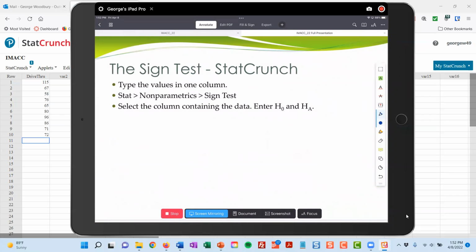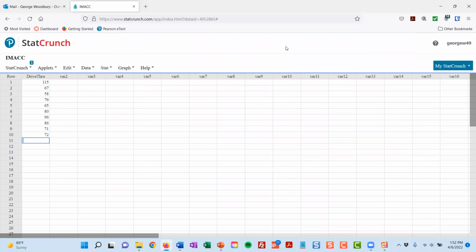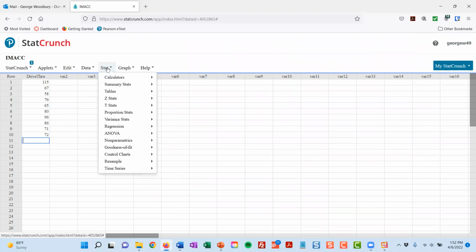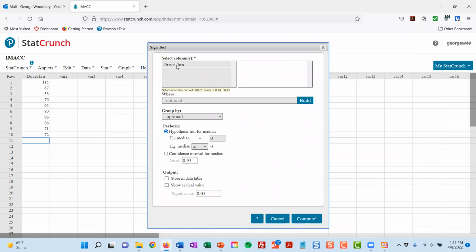This test can also be done directly in StatCrunch. So I like to go through and show the students one time by hand how to do this. And then I would follow up with this built-in test in StatCrunch, where you type all the values in a column. And the test is under the nonparametrics menu. Stat, nonparametrics, sign test. Pick the column just like before, enter the value in H0 just like before, and reset the sign for H1.